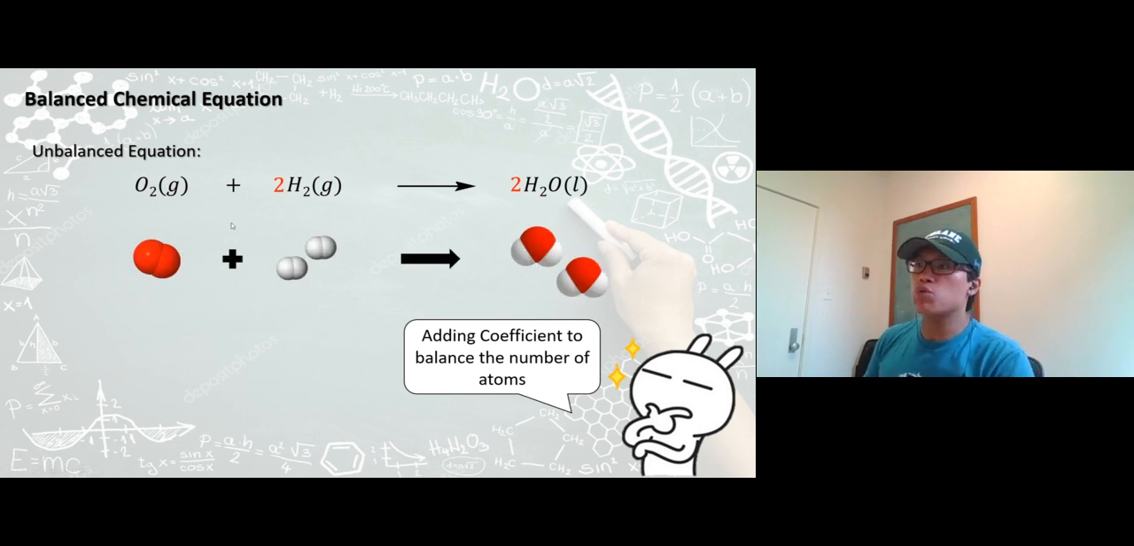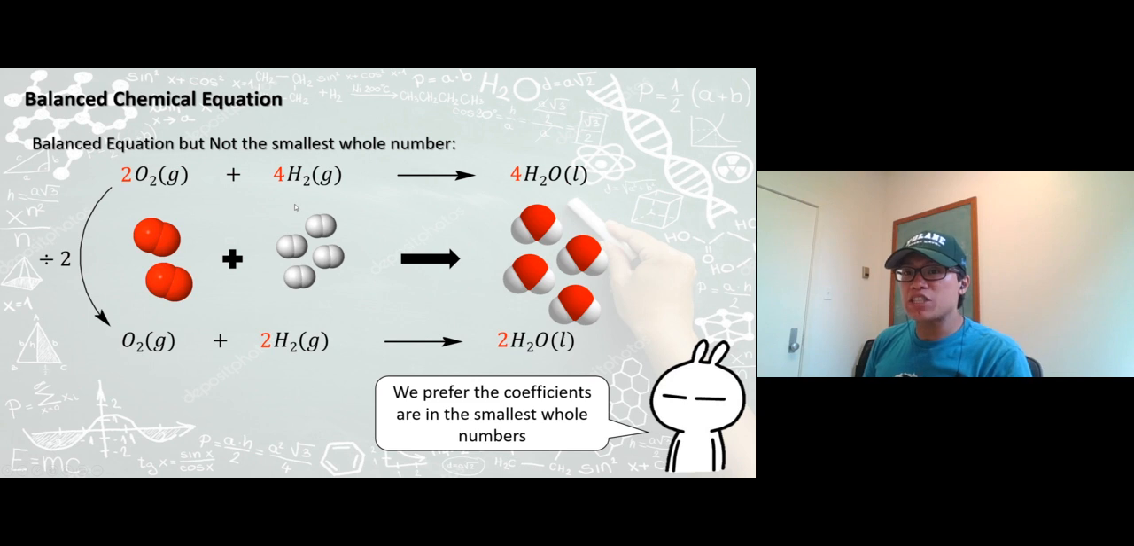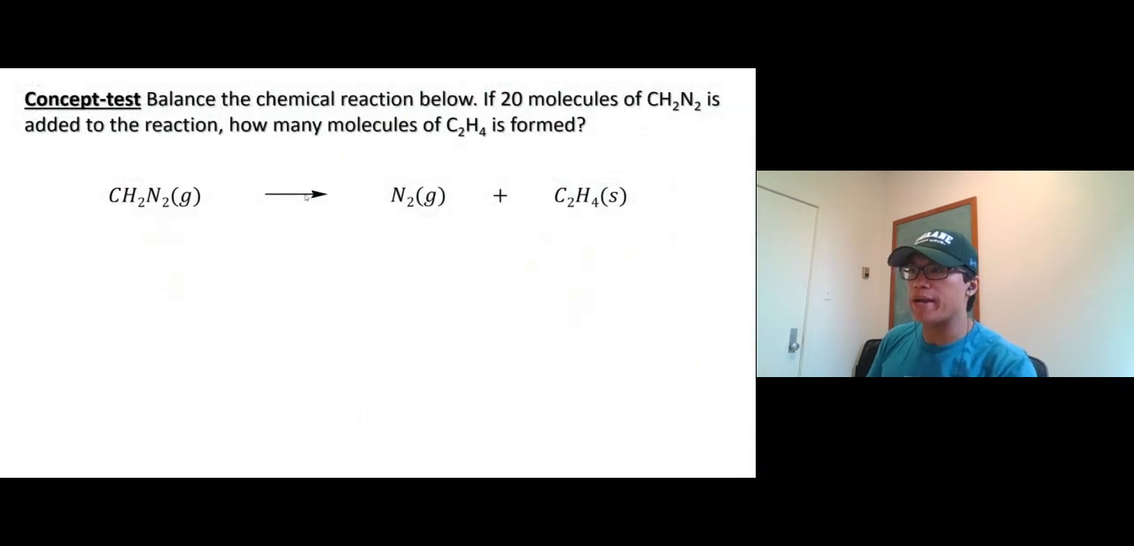So coefficients tell you the ratio in which the reactants and the products are reacted or formed. And so in this case, it's a 1 to 2 to 2 ratio. You can do 2 to 4 to 4. Well, it's math, right? I mean, it's equal on the left and the right, but we prefer the coefficients to be the lowest whole numbers. Okay, that's a convention. All right, now try this on your own. Balance this chemical equation, and we will talk about the second part later.